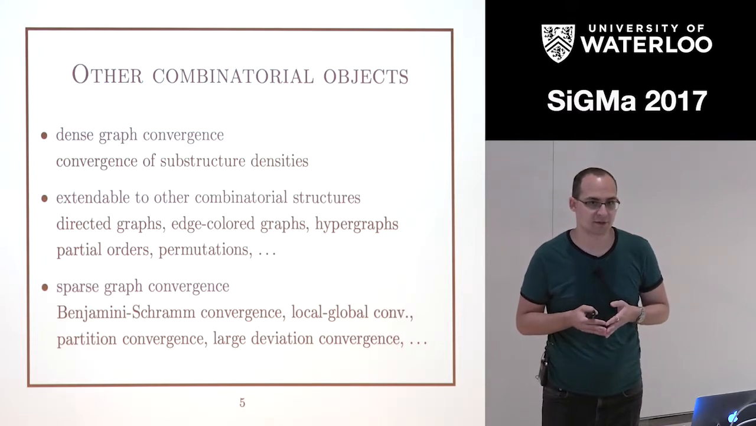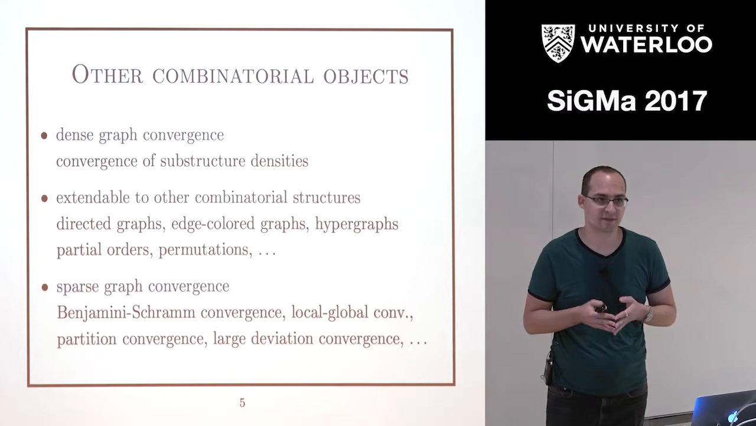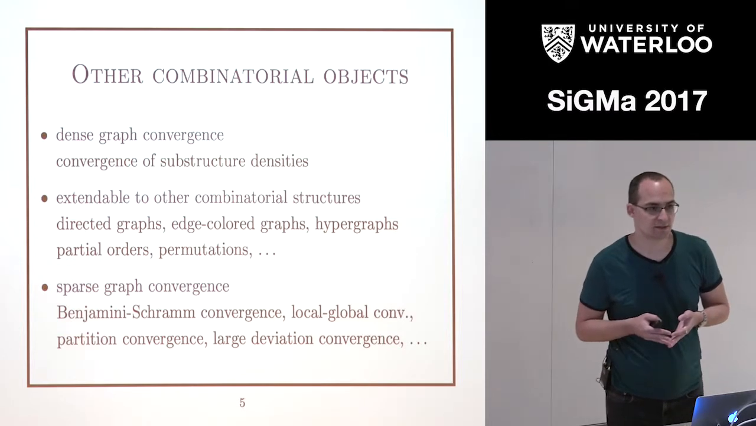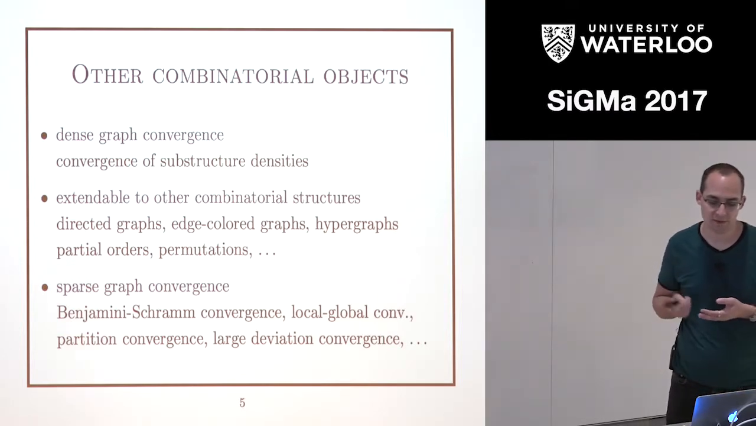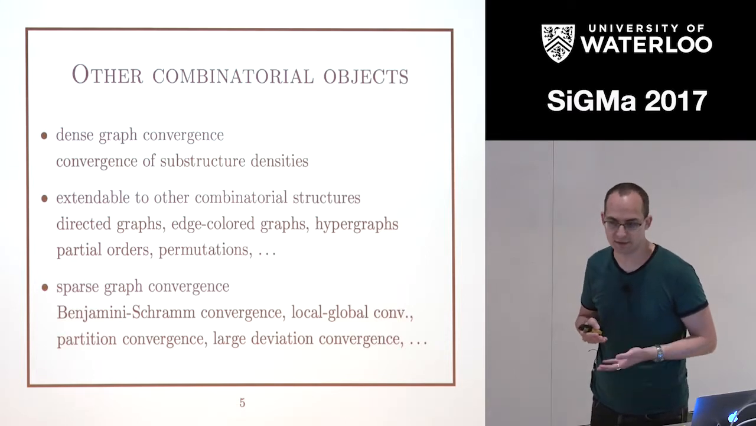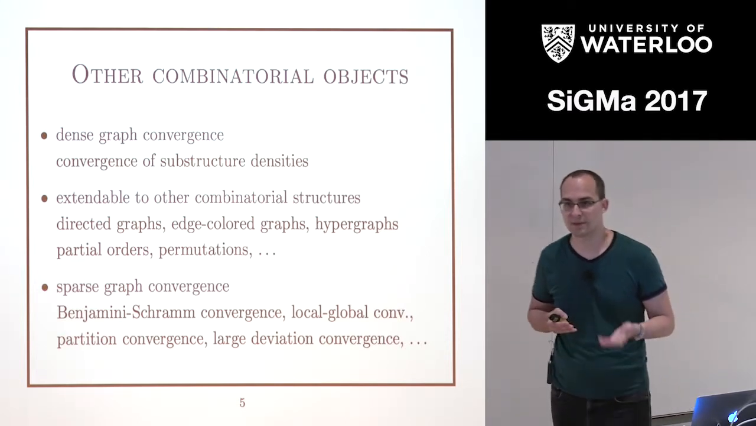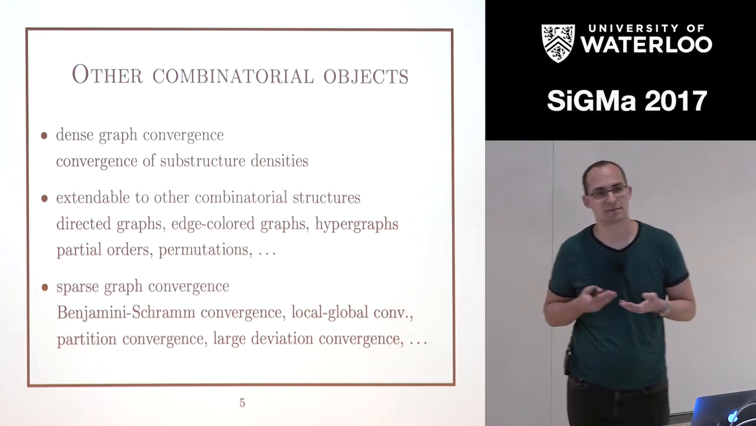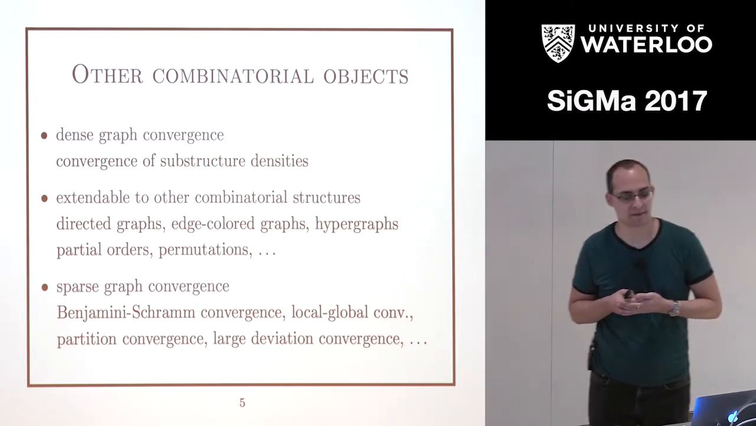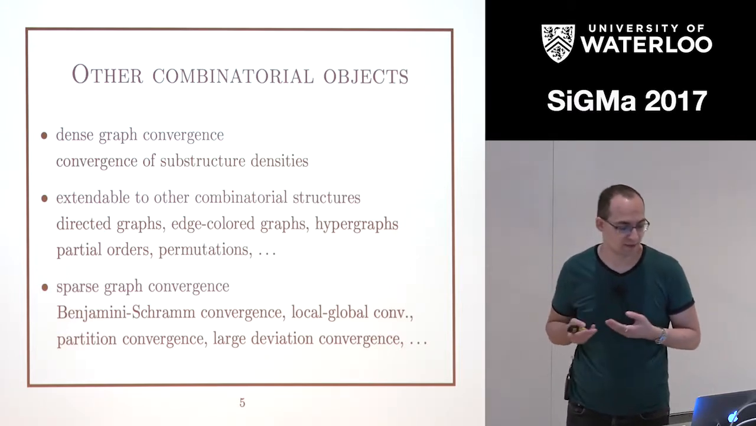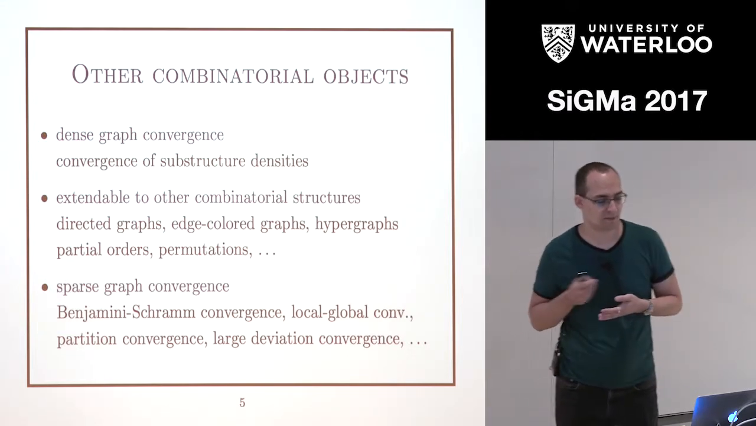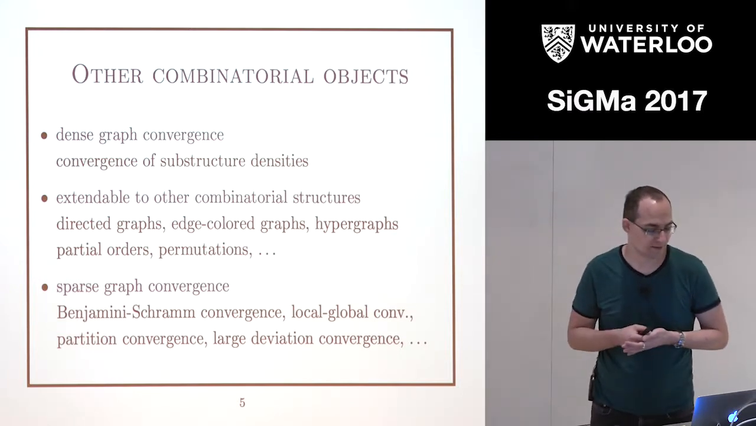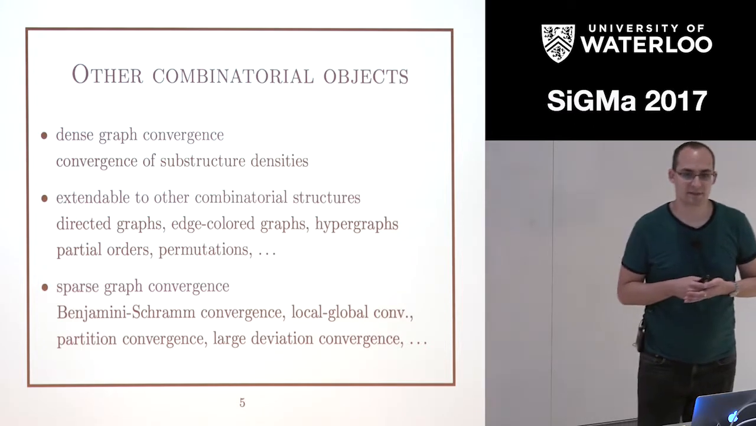In particular, we don't have a notion of convergence that would have all the properties we wish the notion to have. Perhaps the most standard notion is Benjamini-Schramm convergence, which is based on the convergence of the neighborhood statistics. However, this notion comes with the drawback that it cannot distinguish, let's say, a cubic random graph and a cubic random bipartite graph, which have very different structure, for example, in terms of the size of the largest independent set. So various modifications and extensions have been proposed, for example, local-global convergence, due to Hatami, Lovász and Szegedy, partition convergence, large deviation convergence, and many others.